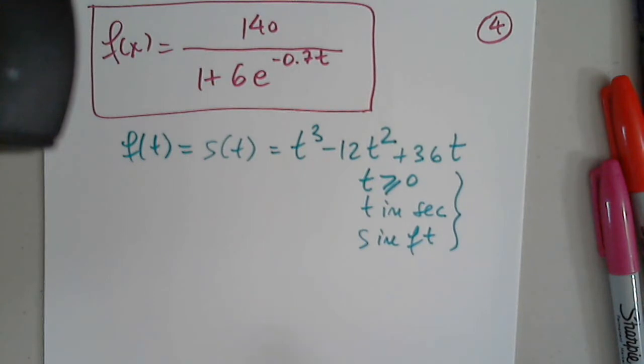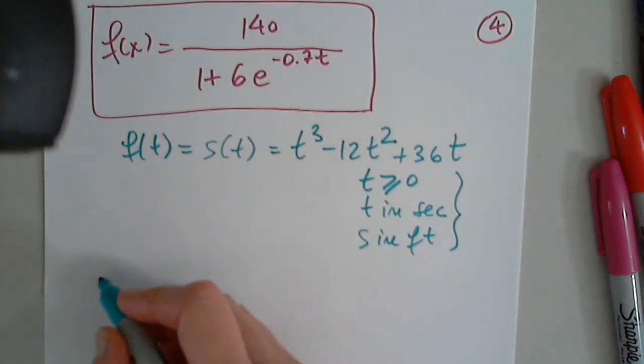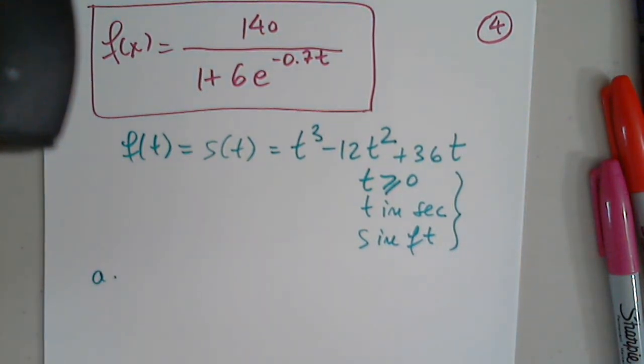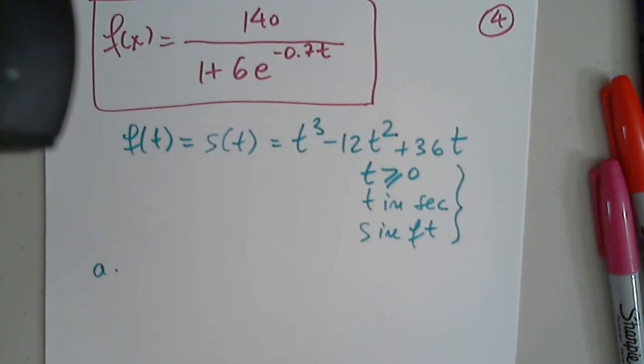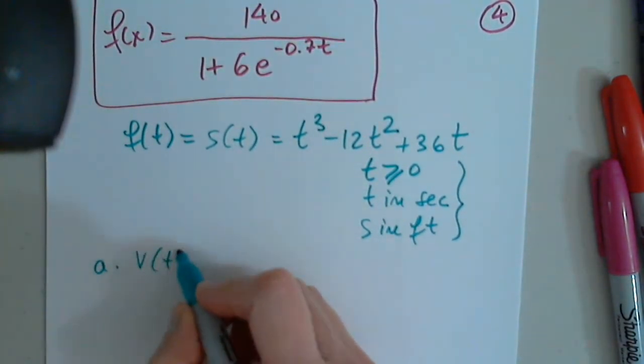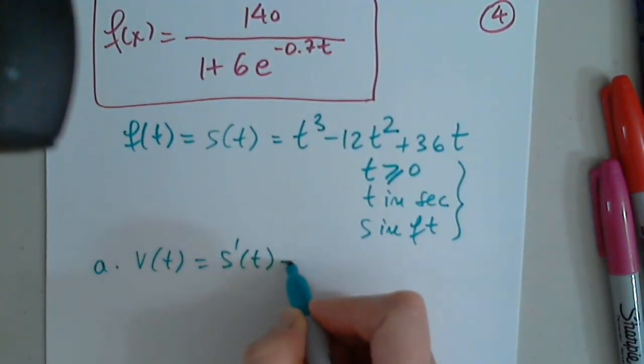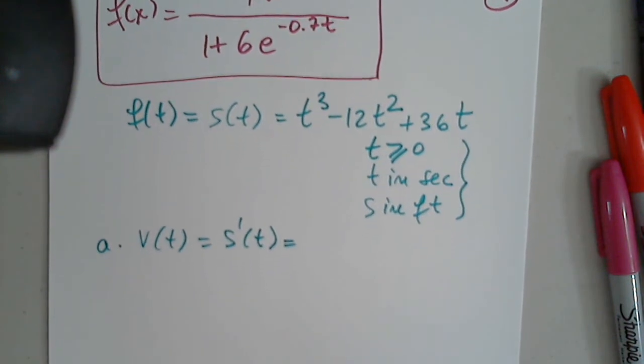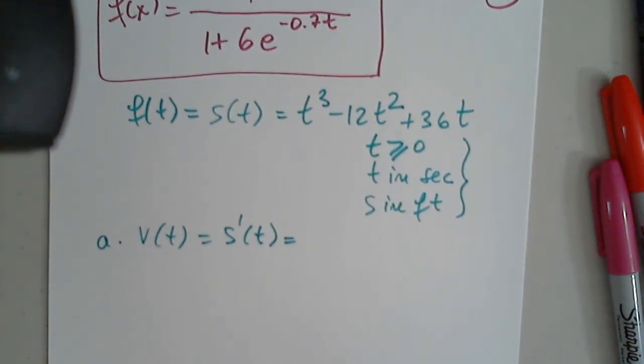Okay, first part. Find the velocity at time t. Can anyone tell us how to find the velocity at time t? Anyone? You find the derivative of the position function. Very good. So this is s prime of t. So can anyone help with that? Anyone I haven't heard from yet? Let's say Kush. Can you give us the derivative of this?